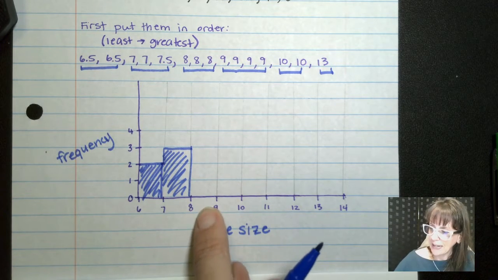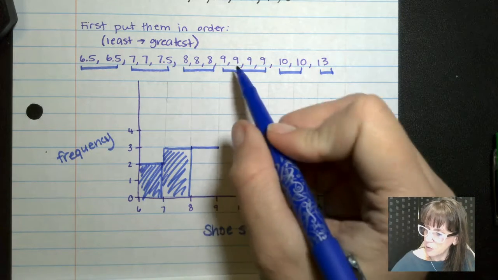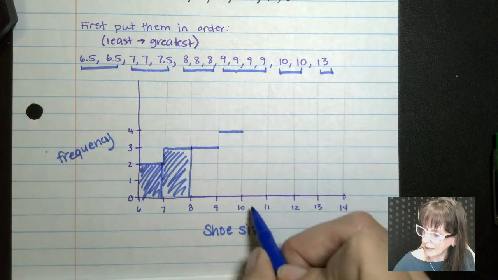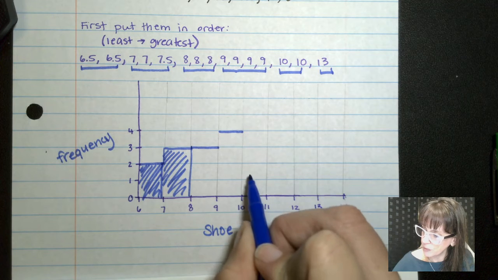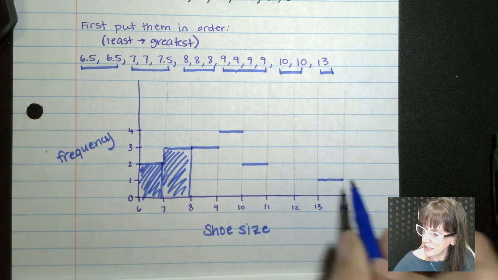So let's look between 8 and 9. I have 3. Then between 9 and 10, I have 4. Between 10 and 11, I have 2. And then between 13 and 14, I have 1.